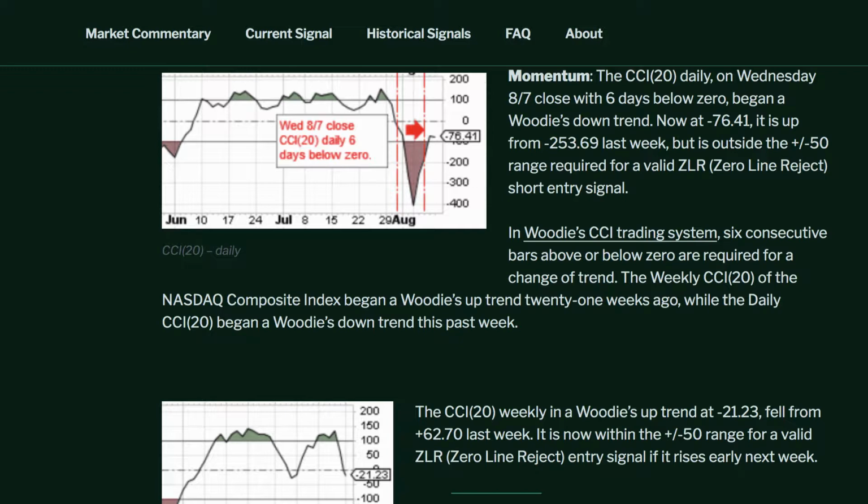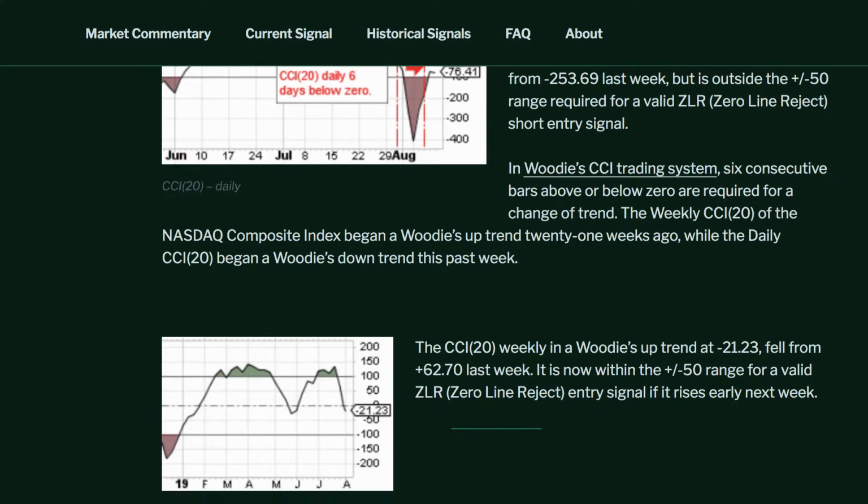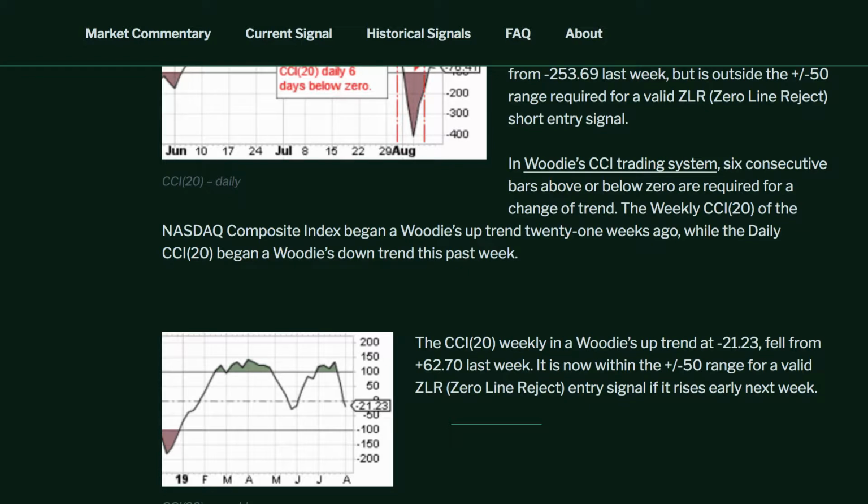The weekly CCI 20 of the Nasdaq Composite Index began a Woody's uptrend 21 weeks ago, while the daily CCI 20 began a Woody's downtrend this past week. The CCI 20 weekly in a Woody's uptrend at negative 21.23 fell from positive 62.70 last week. It is now within the plus or minus 50 range for a valid zero-line reject entry signal if the market and the CCI rise early next week.